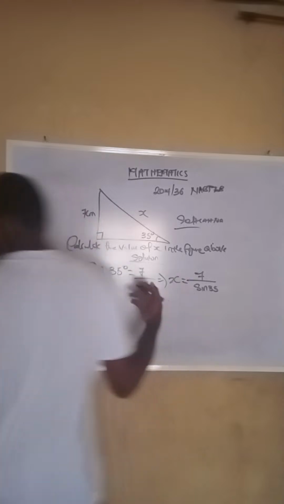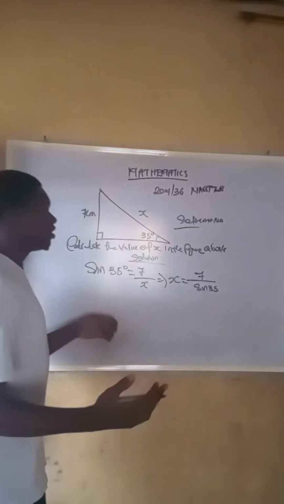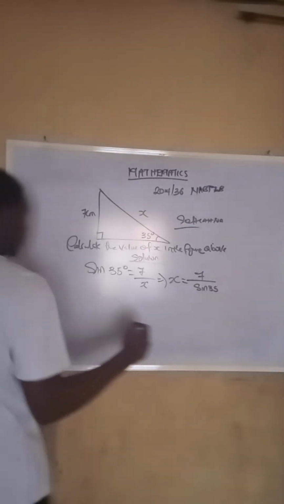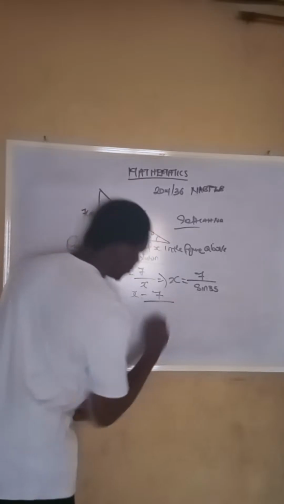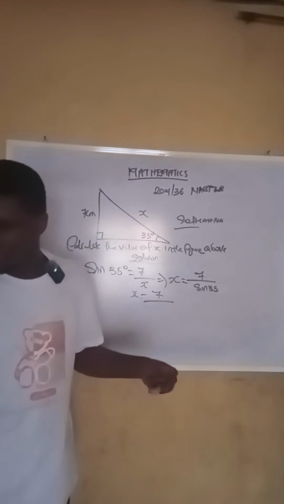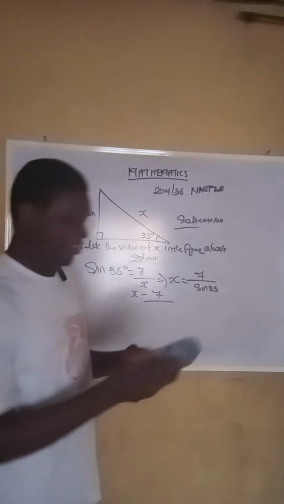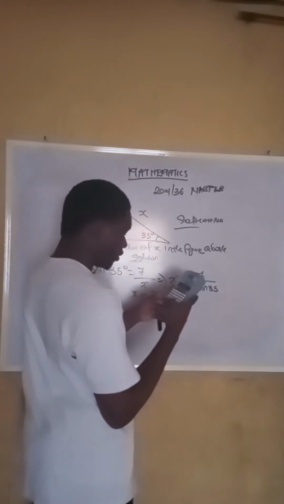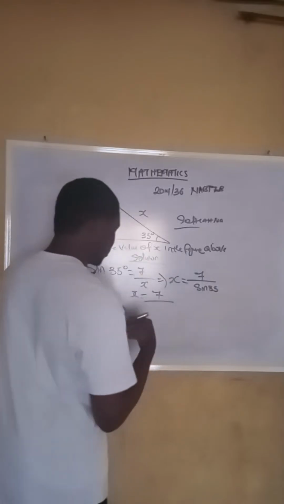So, moving on, x is equal to 7 divided by sine 35 degrees. It said use SOHCAHTOA. Yes, that's correct. That's good. You are following. Sine 35 is 0.57357.